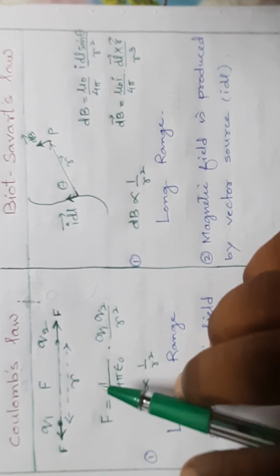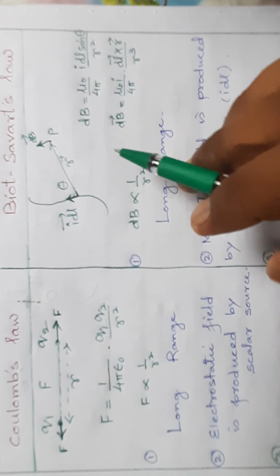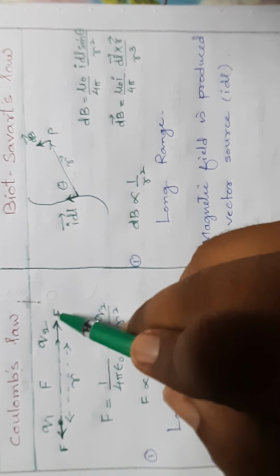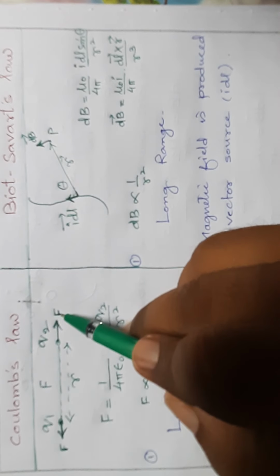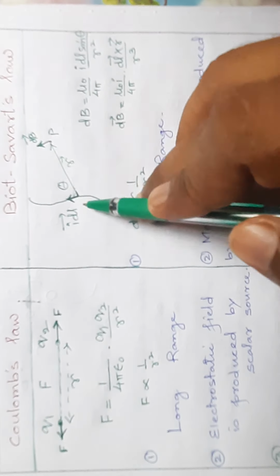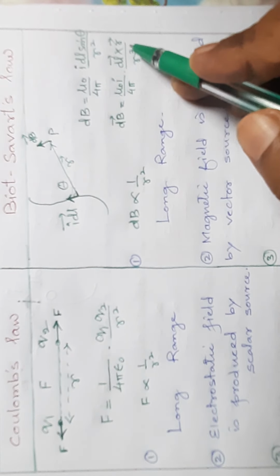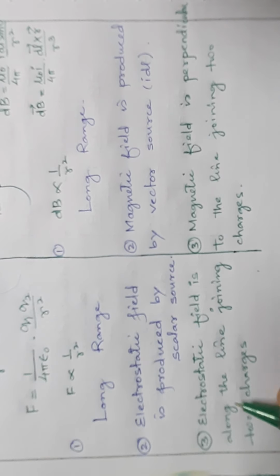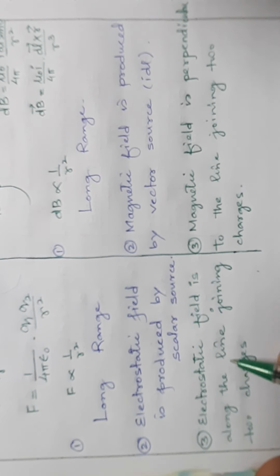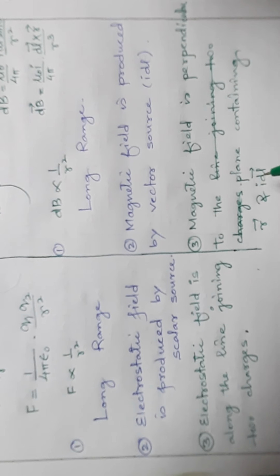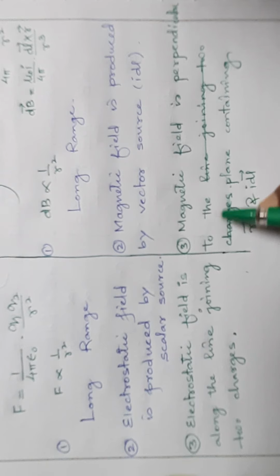So what is the difference between Coulomb's law electrostatic field and Biot-Savart's law magnetic field? In the electrostatic field, the force is along the line joining the two charges, along the displacement vector. But here the magnetic field is perpendicular to the plane containing dl and r, the current element and displacement. So the electrostatic field is along the line joining the two charges, and the magnetic field is perpendicular to the plane containing r vector and I dl.